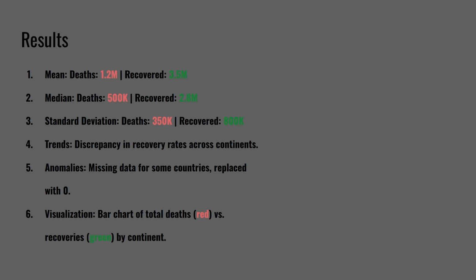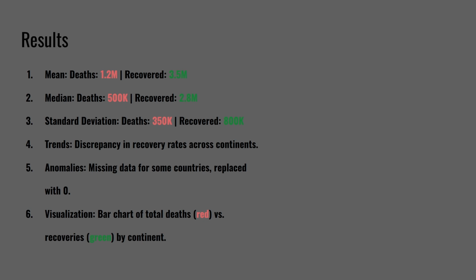So my results were: my mean deaths and recovered were 1.2 million and 3.5 million. The median deaths and recovered were 500K and 2.8 million. The standard deviation for deaths and recovered were 350K and 800K.